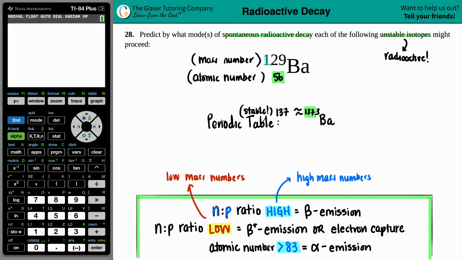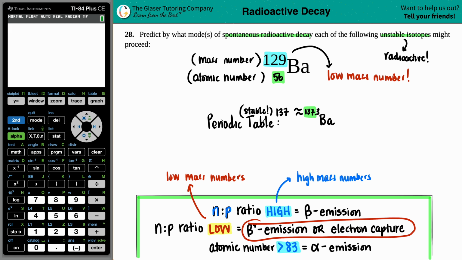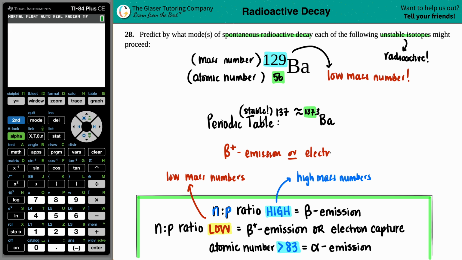But now they gave me a 129. If barium wants to be roughly around 137 and now they're giving me a 129, I have the context to say that this is a low mass number. It's so low that you need to bring that ratio up. The only decay modes that can do that are positron emission or electron capture. So let's write that down: positron emission or electron capture. These are two different things, but they both will, at the end of the day, bring up your N to P ratio.